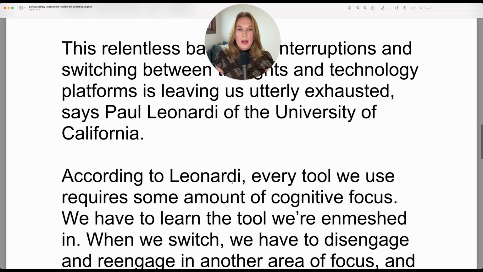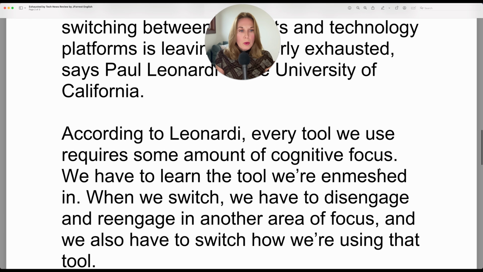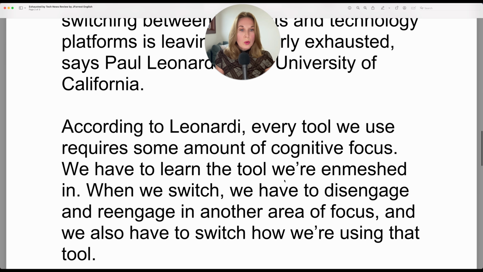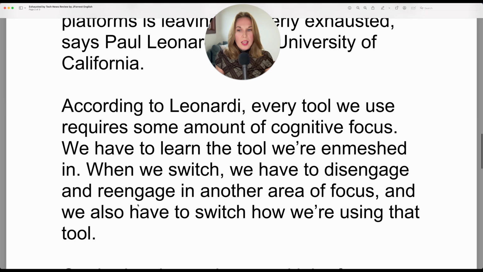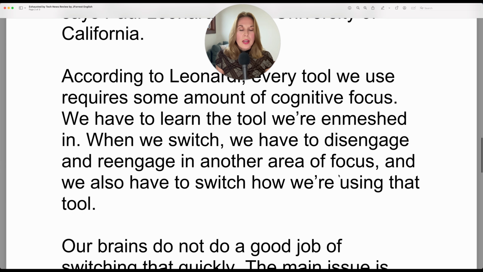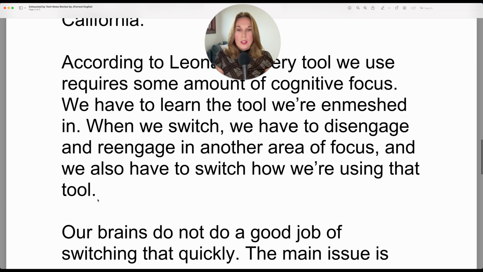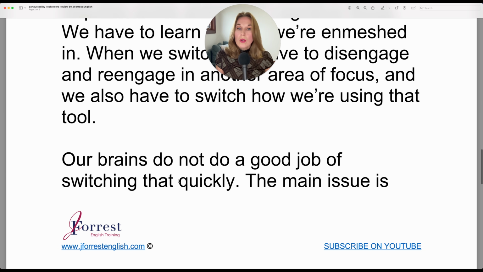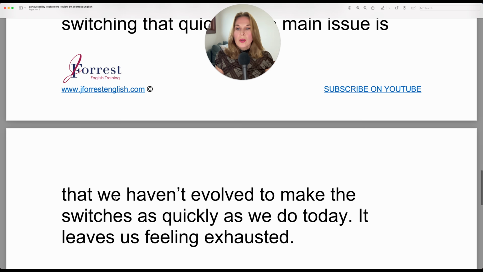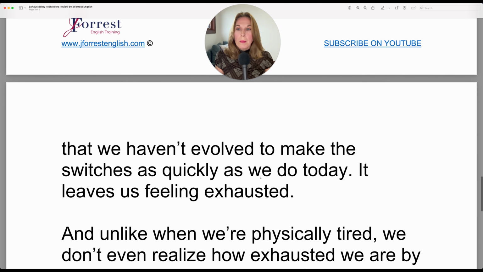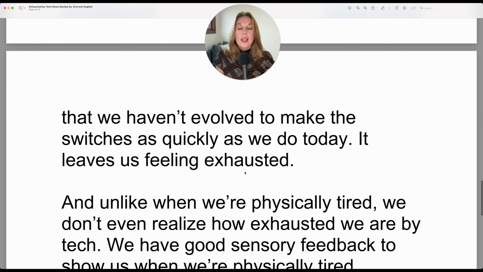According to Leonardi, every tool we use requires some amount of cognitive focus. We have to learn the tool we're enmeshed in. When we switch, we have to disengage and re-engage in another area of focus. And we also have to switch how we're using that tool. Our brains do not do a good job of switching that quickly. The main issue is that we haven't evolved to make the switches as quickly as we do today. It leaves us feeling exhausted.